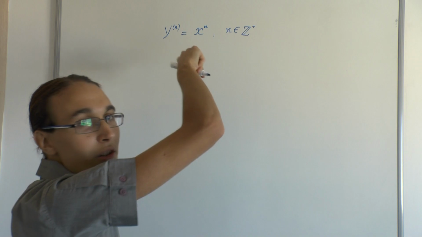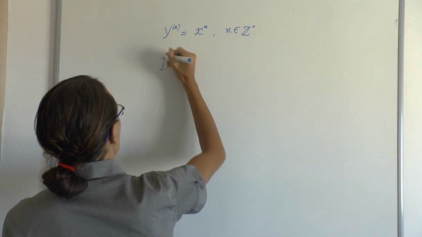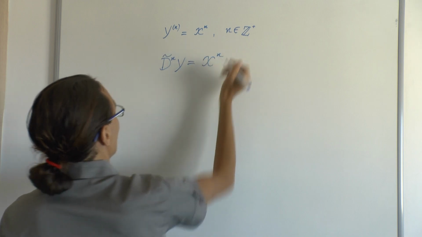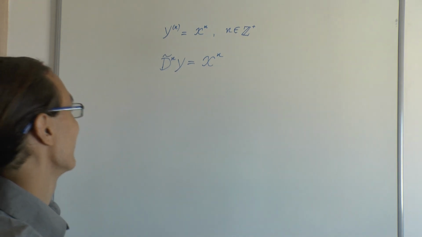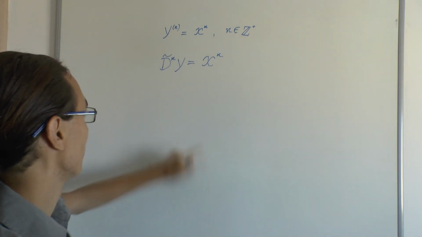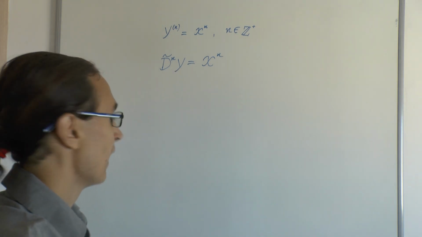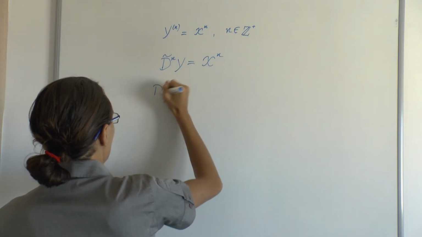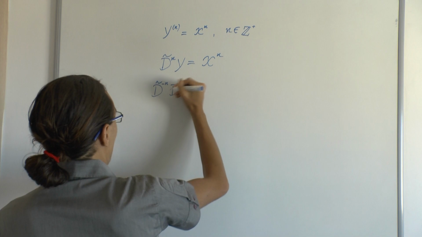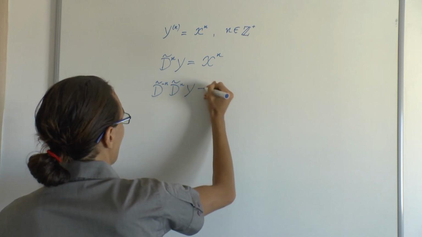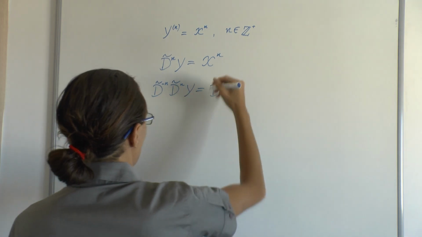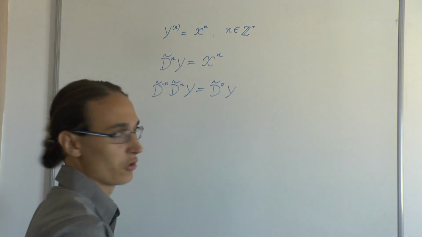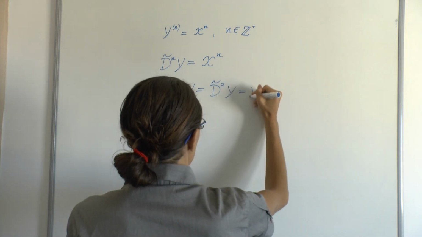So we can write this in a different way. We can say that D to the n y is equal to x to the n. So now we're writing this in terms of the differential operator, applying it n times to y to get this x to the n. And because the differential operator is a linear operator, we can apply the inverse D to the minus n to this D to the n y, so we'll get D to the 0 y. And this is equivalent to just doing nothing. So we just get y.